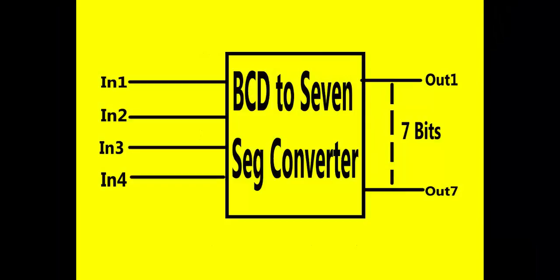Hello guys, today we are going to learn how to build a BCD to 7 segment converter using the Verilog code. A BCD to 7 segment converter is basically a hardware IC which is used to convert a 4-bit BCD input to a 7-bit 7 segment output in order to display it on the 7 segment display. We will be learning how to realize an IC operation via the Verilog code.